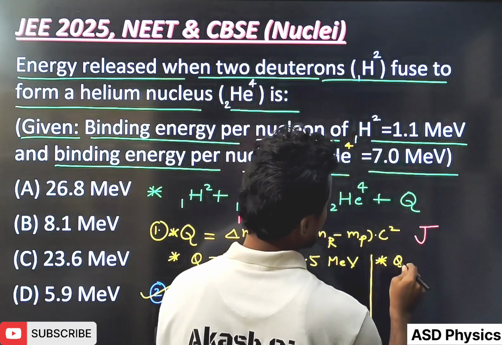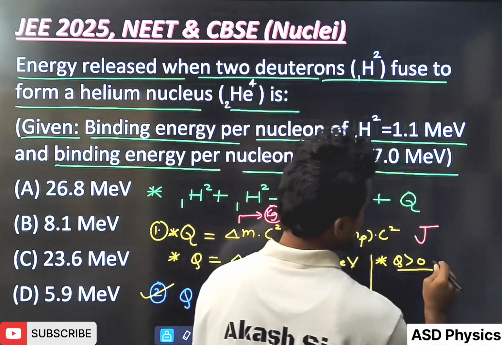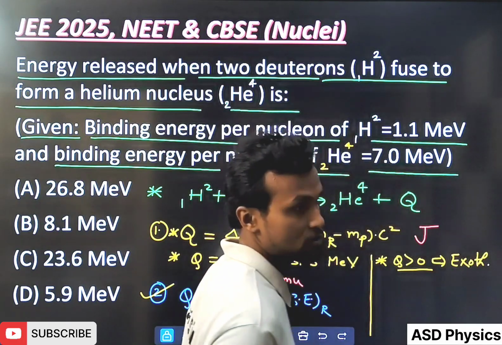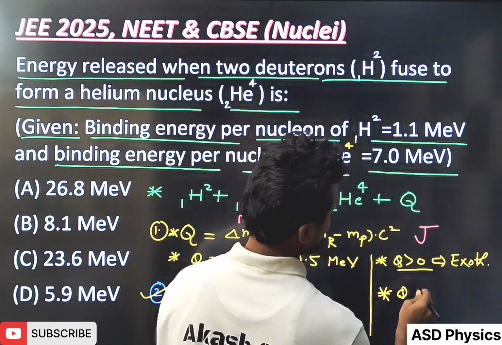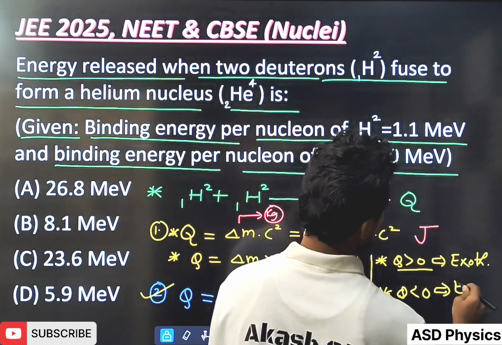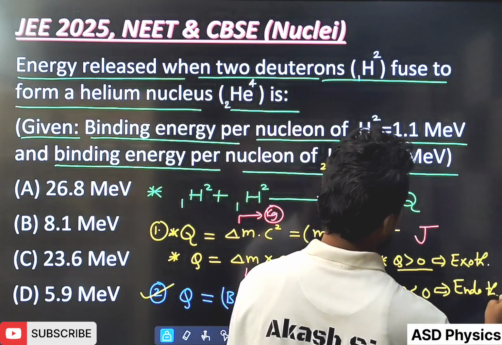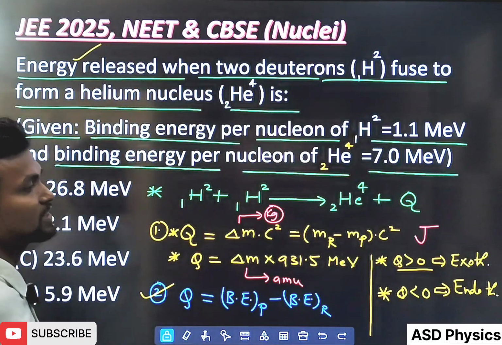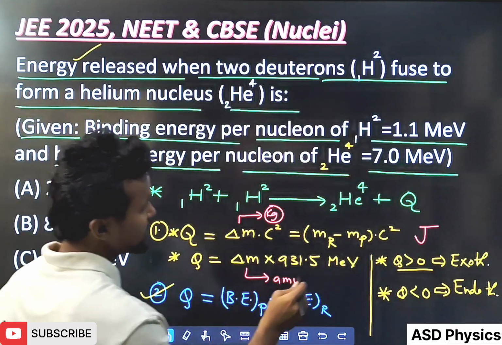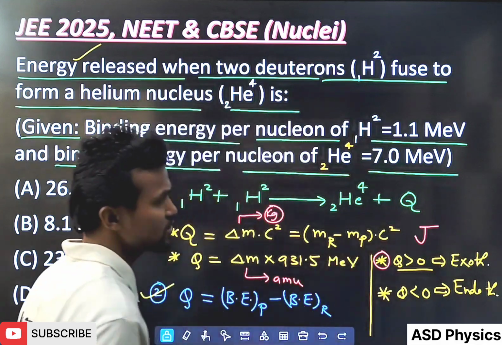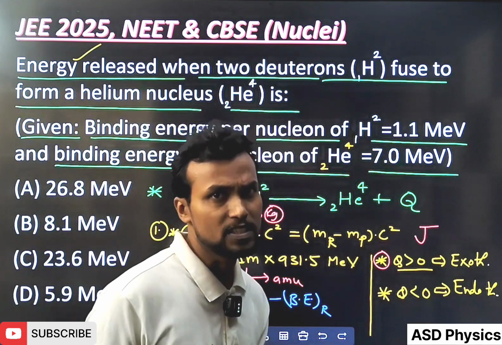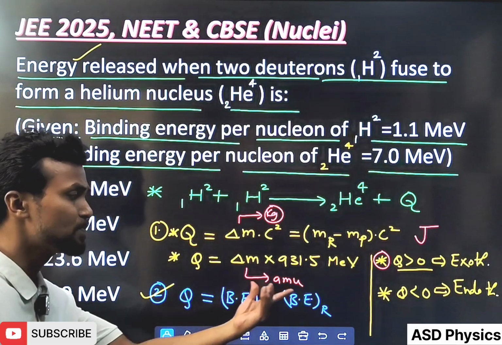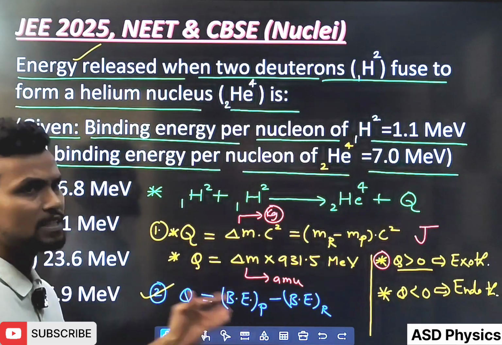And remember that when the Q value is greater than 0, this will be an exothermic reaction, and if the Q value comes less than 0, it will be an endothermic reaction. By seeing the question, energy released means the Q value will come greater than 0, so only it will be an exothermic reaction. And which formula will we use here, 1 or 2? We have to use this formula because binding energy is given in the question.